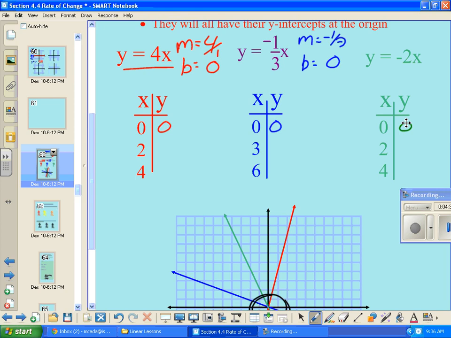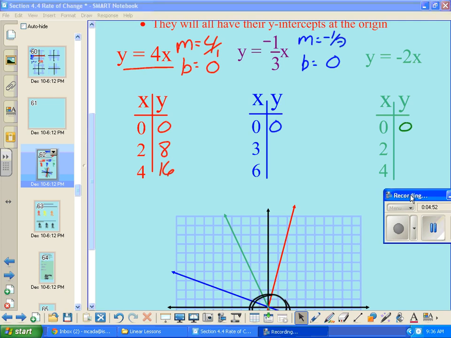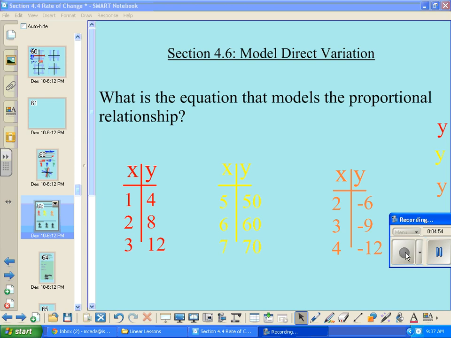But let's go back to this red one. If I plug in 2 for x, I'm just going to multiply by 4, so I'll get 8. If I plug in 4, I'll get 16. There's always that direct relationship where I just multiply x by something and get y. And the origin is always part of that table as well. So again, for these equations, a proportional relationship equation, we just know that b is always going to be 0. If I graph it, it's always going to go through the origin, and there's just some constant that relates x to y every time.